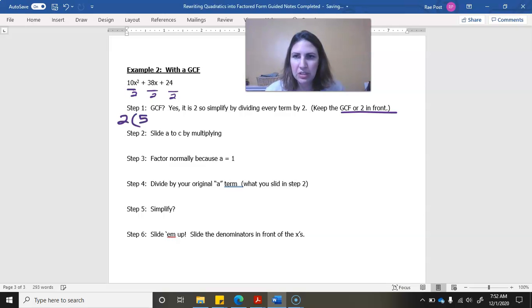10 divided by 2 is 5x squared, and 38 divided by 2 is going to give us 19x, and 24 divided by 2 is 12. So we did step 1.